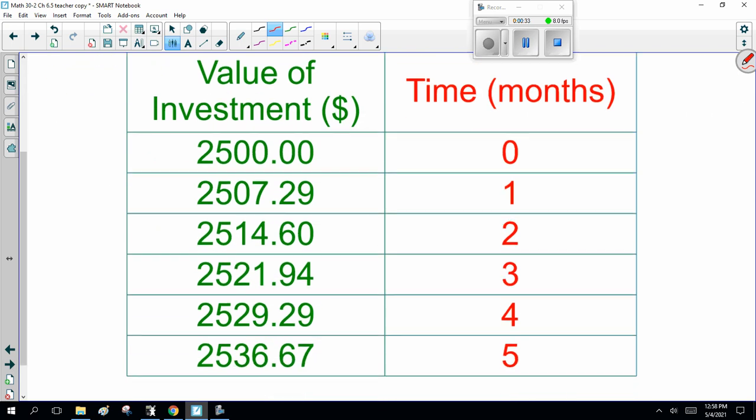Okay, value of investment: 2,500, 2,507.29, 1460, 2194, 2929, 3667. A couple of things to note here. First, notice how the value of the investment is going up. $7.29, then 1460, which is more than twice 729. Then it goes up to 2194, which is more than 3 times 729. That little bit extra is the interest on the interest.